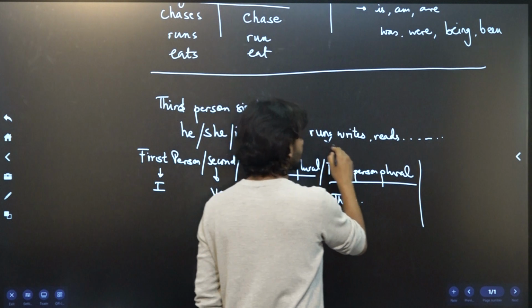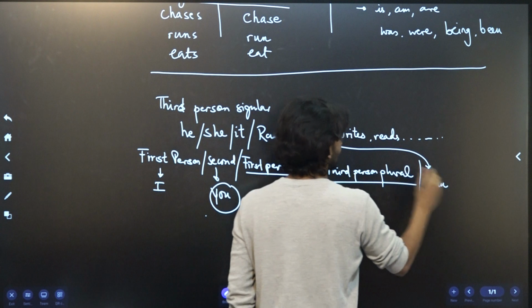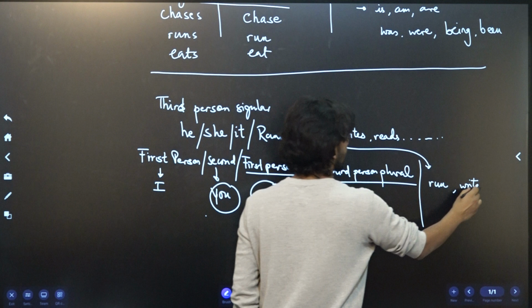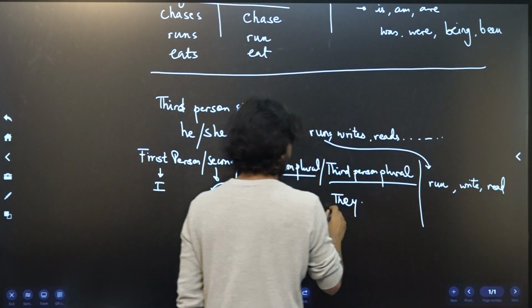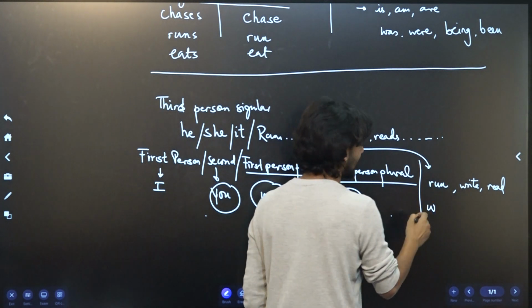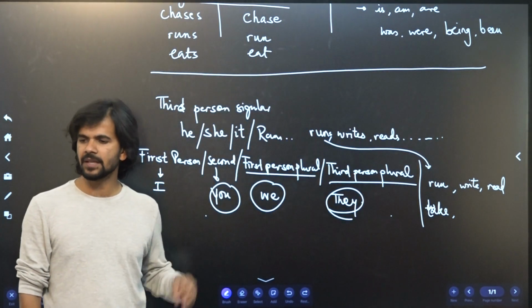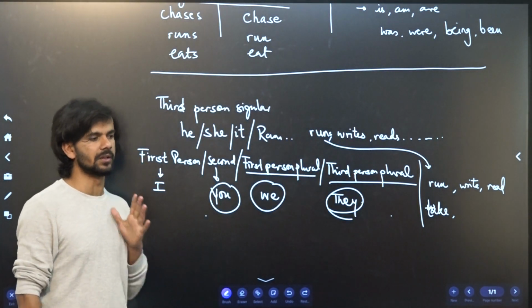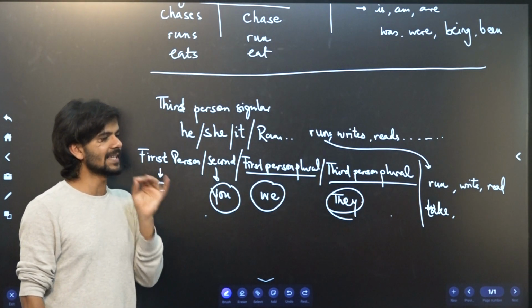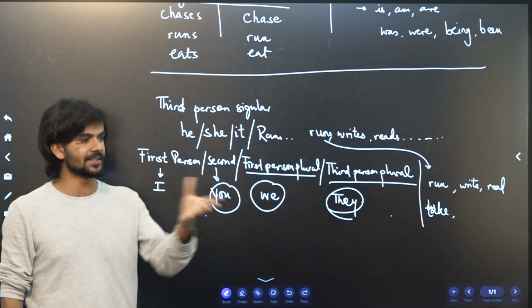That is to say, runs becomes run. You write. We read. They write or they take, let's say. So is that clear? This is a very basic lesson. We have to be very, very particular about this. Always. Never ever say she write. We have to say she writes.